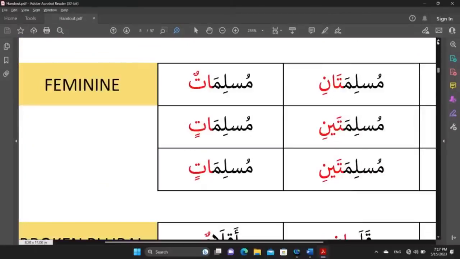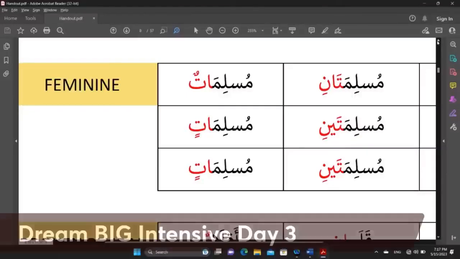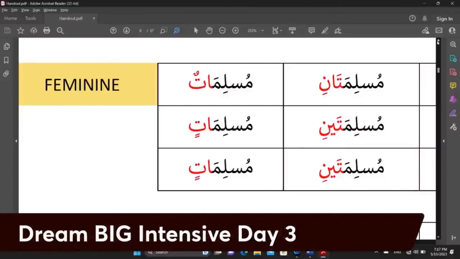Used for humans, meaning used for women, and used for non-human words also. So, for example, what's the word for skies? Samawatun, samawatin, samawatin. Is that a human word or non-human word? But you can see aatun, aatin on it. Or aa-yaa-tun, aayatin, ayatin.